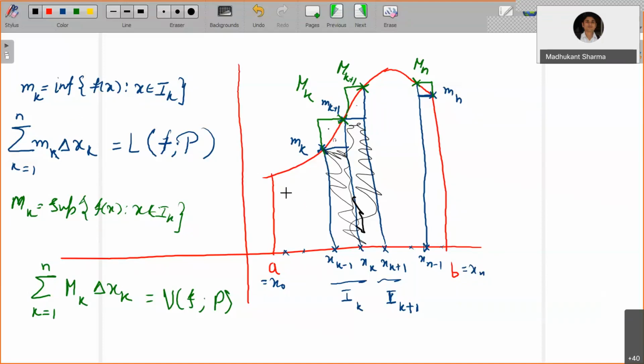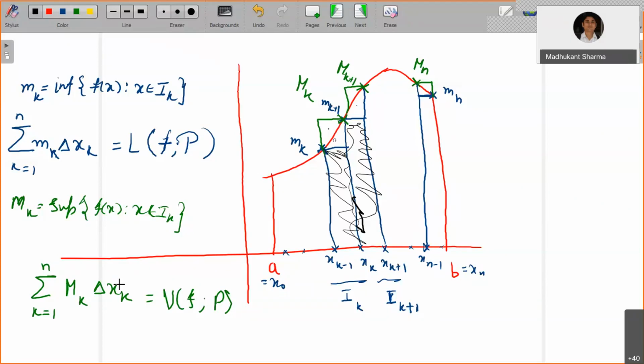Okay, sir. Is there any other question regarding LFP and UFP? Sir, this lower Riemann integral and upper integral can never be equal, no? Maybe they may never be equal. Yes, it is also possible that they are equal. We are going to come to an example of that.